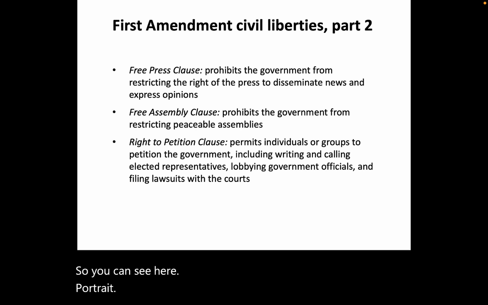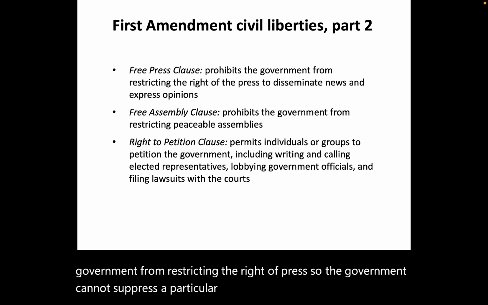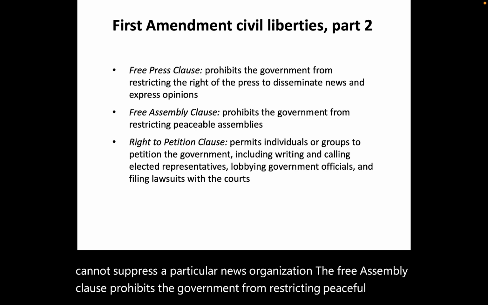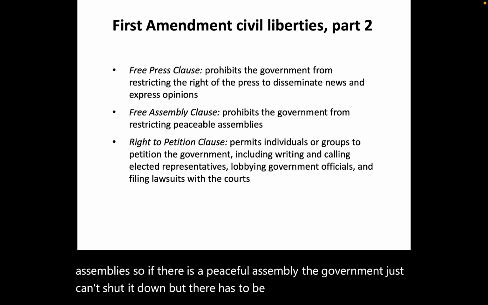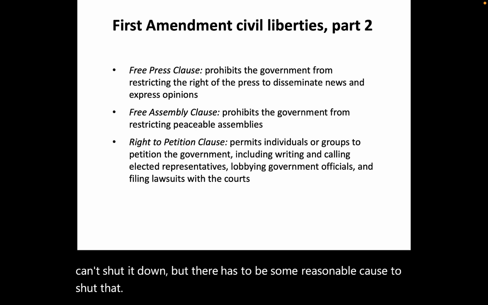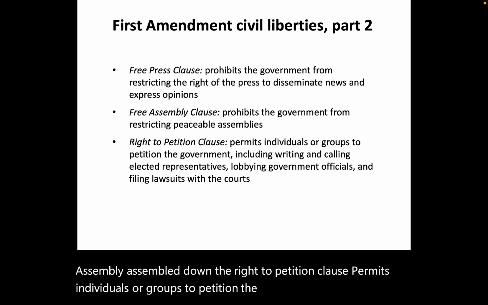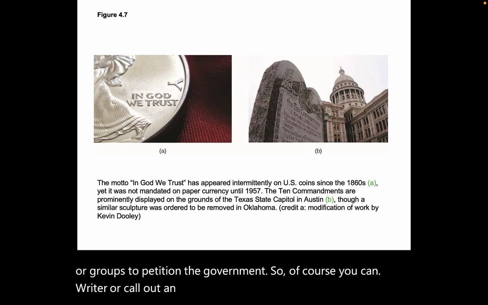The second part, the free press clause, of course, prohibits the government from restricting the right of press. So the government cannot suppress a particular news organization. The free assembly clause prohibits the government from restricting peaceful assemblies. So if there is a peaceful assembly, the government just can't shut it down, but there has to be some reasonable cause to shut that assembly down. The right to petition clause permits individuals or groups to petition the government. So of course you can write or call out an elected representative or official.